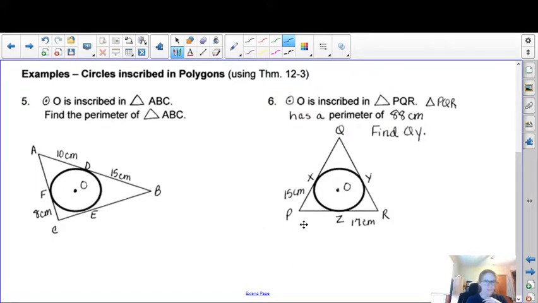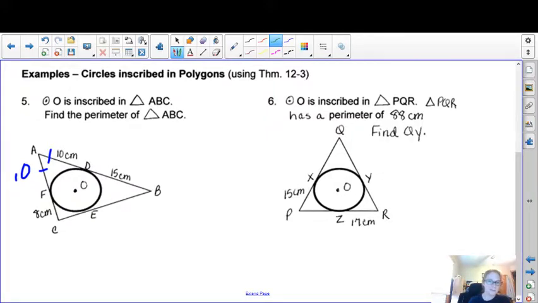All right, number 5. Circle O is inscribed, meaning it's inside triangle ABC. Find the perimeter of triangle ABC. Well, I'm missing some pieces in order to determine the perimeter, but we're going to use our knowledge of that theorem above to see what we can come up with. If you notice, AD and AF both go to point A. So because of that, based on that theorem, they are equal. So AF is 10 centimeters.